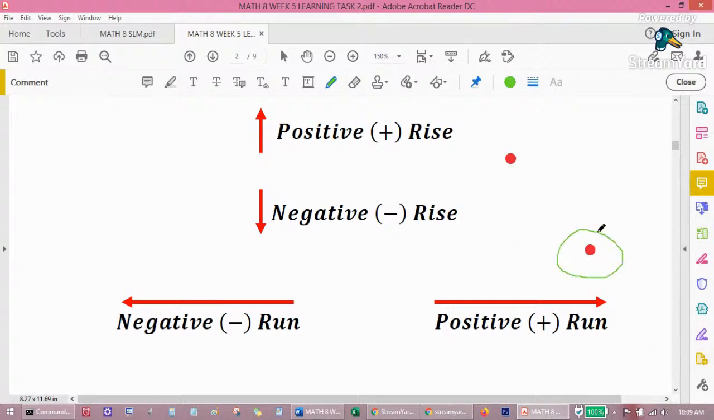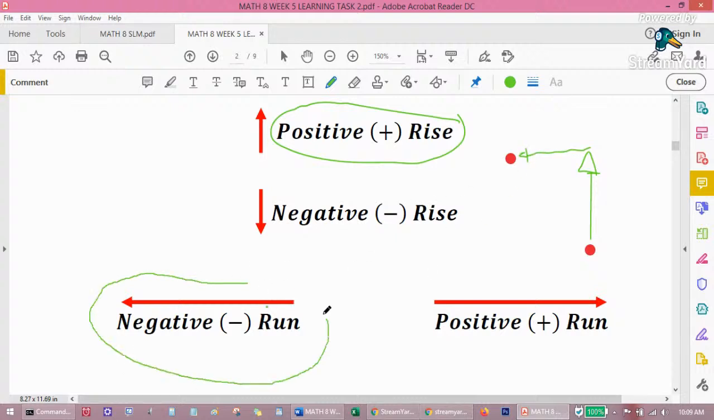Kung dito naman tayo magsisimula, umakyat tayo, is a positive rise. And then kung papagpatuloy natin, pumunta dito para makarating dito sa next point, so tumakbo siya ng kaliwa, so the left is a negative run.